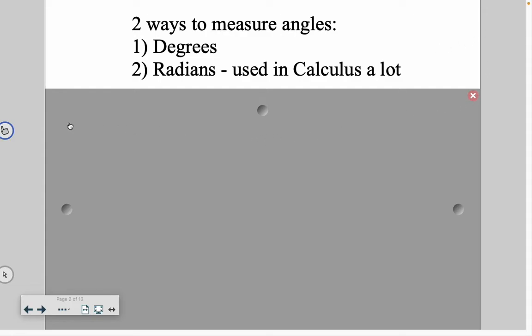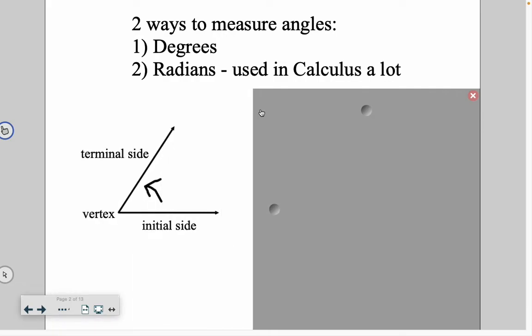A couple terminology things here first. Initial side. When you look at an angle, in this case, your initial side is the bottom portion, and then it's opening, and wherever you end up is your terminal side. So 30 degrees, 120 degrees, whatever it is, wherever you end up, that's called the terminal side. It's the end of the angle. And then again, as always, you've got the vertex.